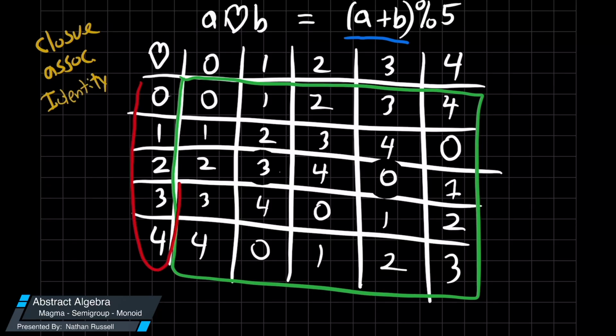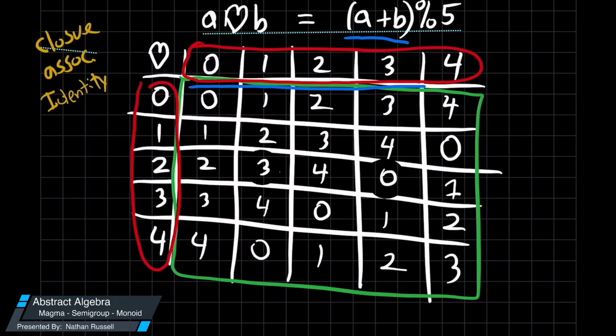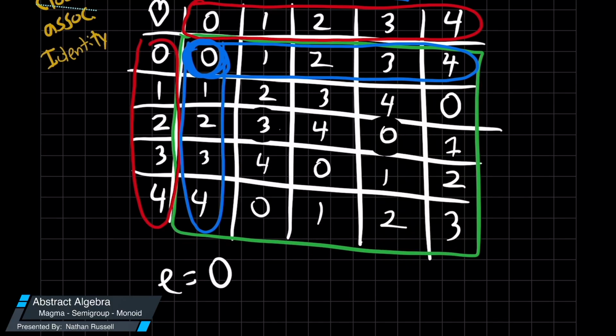Look at the row header right here. Look at the column header right here. And if you see a row and column that mimics the headers, then you must have an identity. Notice that this matches perfectly with the column header, and notice that this matches perfectly with the row header, and so it must be the case that 0 is the identity in this case. So the E, the identity, is 0 in this case.